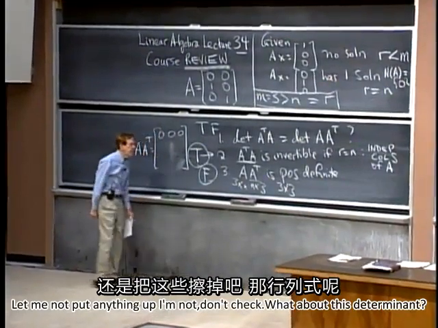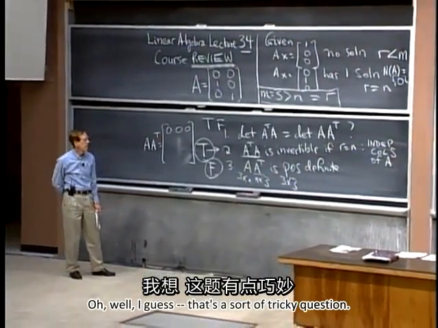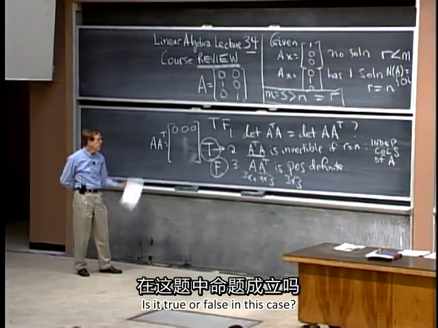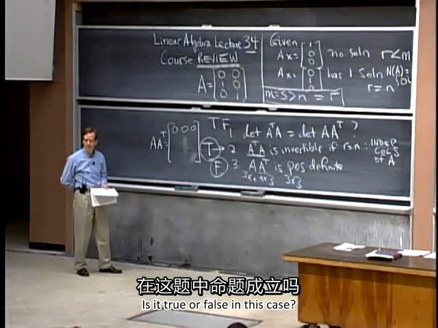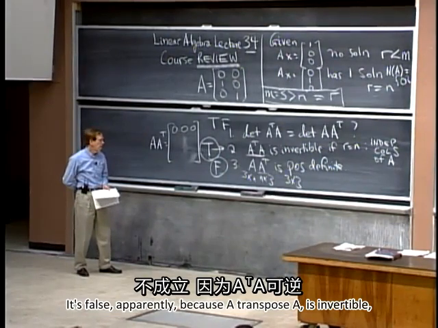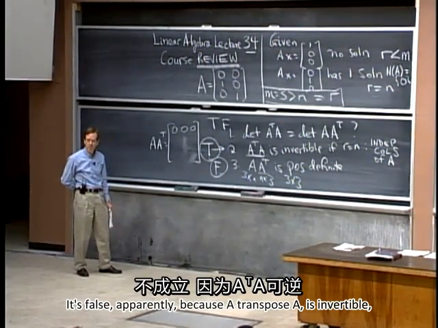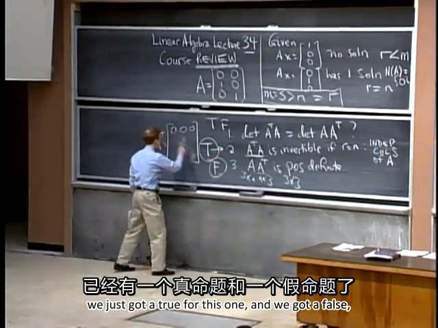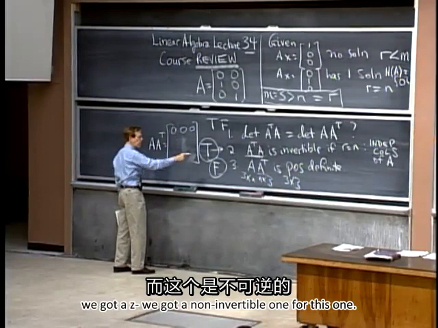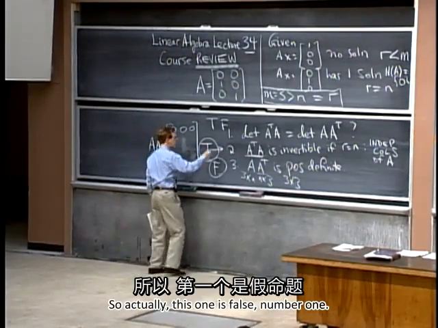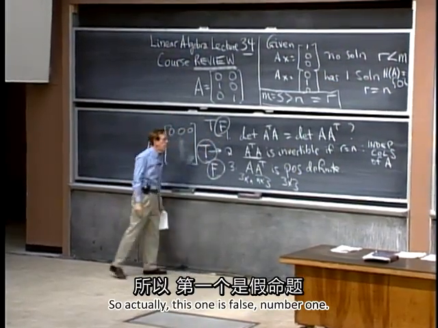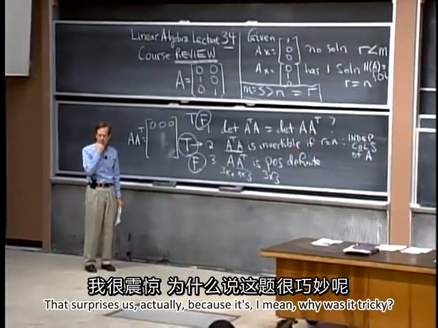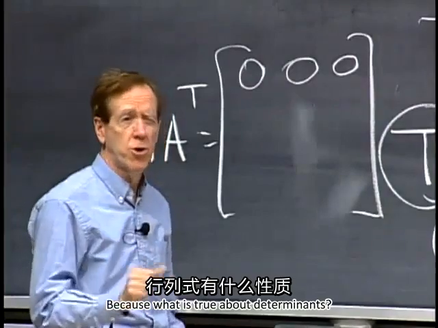What about this determinant? Oh, well, I guess that's a sort of tricky question. Is it true or false in this case? It's false, apparently. Because A transpose A is invertible. We just got a true for this one, and we got a non-invertible one for this one. So actually, this one is false, number 1. That surprises us, actually, because why was it tricky? Because what is true about determinants?